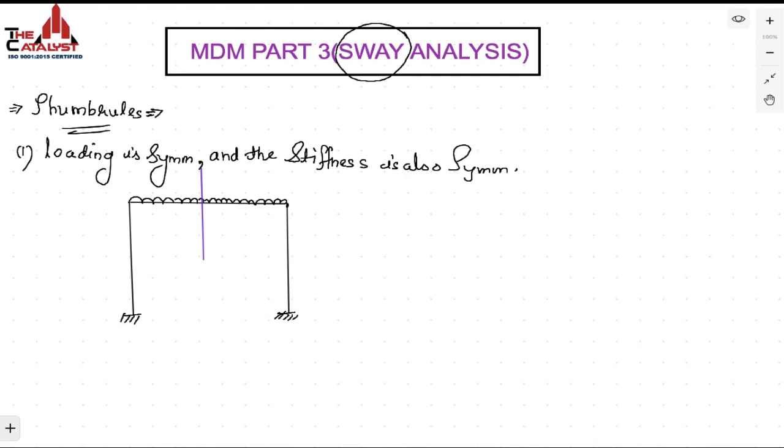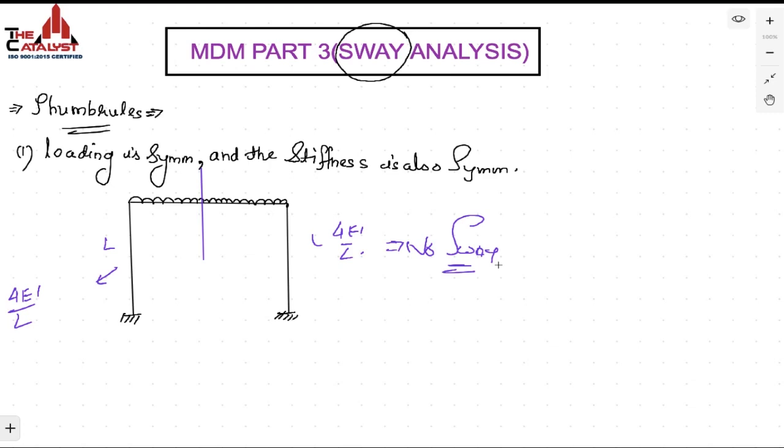The second thing, if you look at the stiffness, this length is L and this length is L. If you calculate the stiffness about the central line for this part, it is 4EI divided by L. Here also it is 4EI divided by L. The stiffness is also the same. It means that there will be no sway in this condition, no sway.